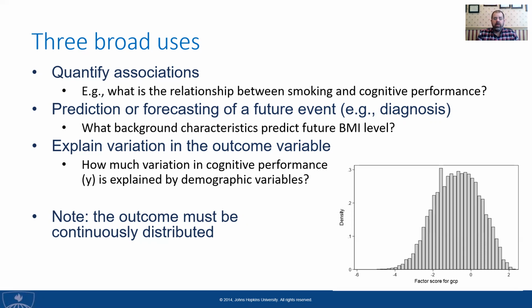A second use of regression is to predict or forecast a future event, such as a diagnosis. So for example, what background characteristics may predict future BMI levels, body mass index. A third use of linear regression is to explain variation in an outcome. So for example, we may ask how much variation in cognitive performance, the Y, is explained by demographic variables.